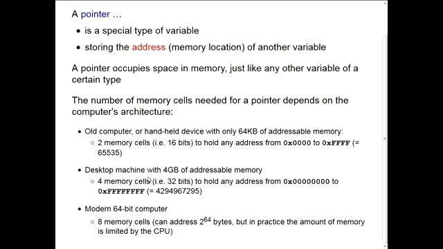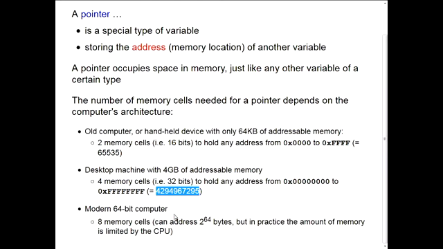For a desktop machine that has up to 4 gigabytes of addressable memory, you need 4 memory cells. 4 times 8 bits is 32 bits, and that can hold any address starting from hexadecimal 8 zeros to 8 Fs. And this corresponds to the number 4 gigabytes. This is what a desktop machine normally has, and our CSE lab computers have that as well.